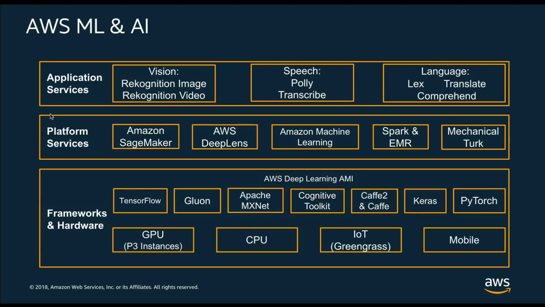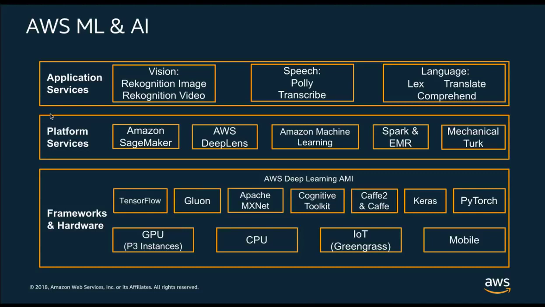The next layer down is the platform services. This is where Amazon SageMaker falls. The goal of the platforms is to allow you to develop your own customized machine learning solutions and give you the tools that you need to do that effectively and expediently.